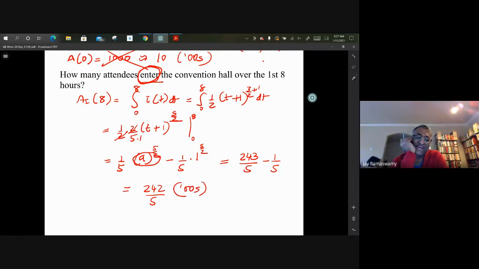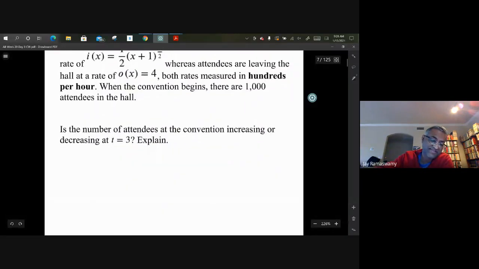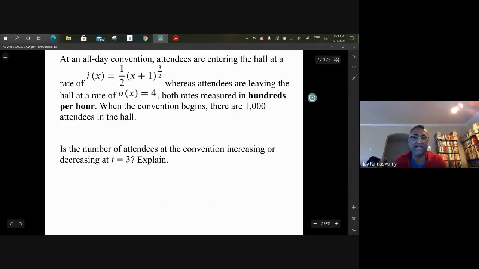Okay. Before we move on, I want you to look at the problem once again. It didn't say how many attendees are in the hall. It said how many attendees enter the convention hall. Is that clear? The rate in function will give you the amount. We're tying up concepts. Okay, go to page 7, please. Please be alert to the language.